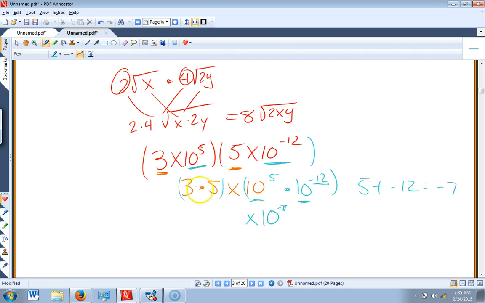Now, we're not quite done because we need to simplify this. 3 times 5 is 15. But what's wrong with this? This number 15 is greater than 10, so it does not satisfy our conditions for being written in scientific notation. So we're going to do the same thing that we've been doing. We need it to go to 1.5, so that means our decimal point is going to move 1, and it's going to make the number smaller, so we're going to have to make our exponent on 10 a little bit bigger. So it's going to be 1.5 times 10 to the negative 6th. Okay? So, let's keep going with this.